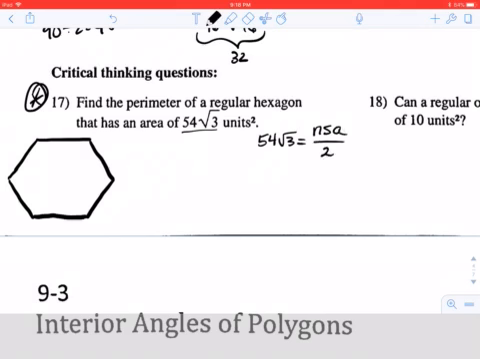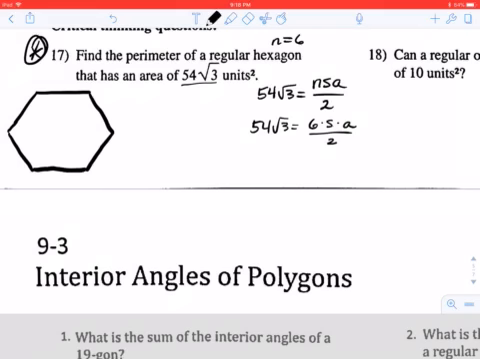Cool. Problem is, I don't know most of those. I do, however, know my N is 6. Okay, so I can plug that in and simplify. So 54 square root of 3 is equal to 6 times the side times the apothem over 2. Okay.